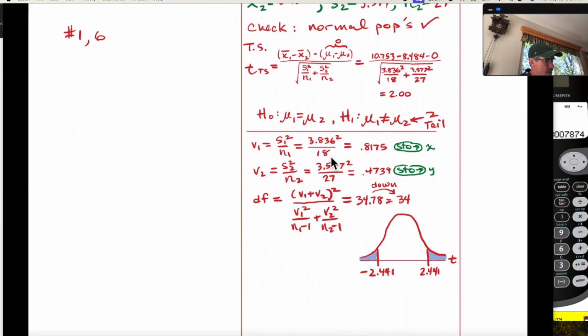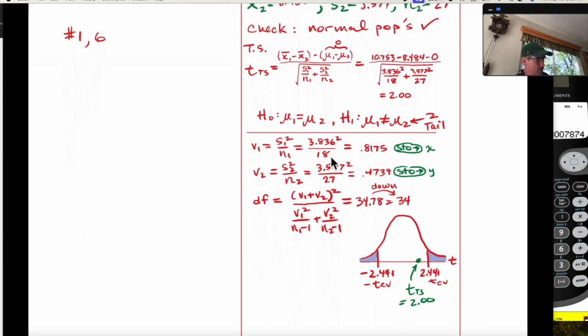Okay, and the test statistic is 2, so that is not in the tail. So right here is our test statistic. Again, that was 2.00, and it's not out in a tail. So it's not going to be statistically significant. Okay, so I think I'll go back and answer some questions now.